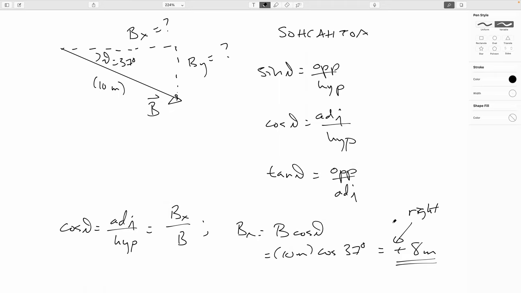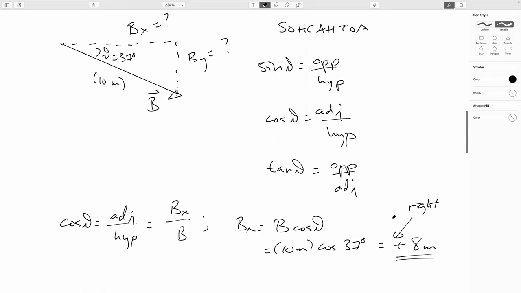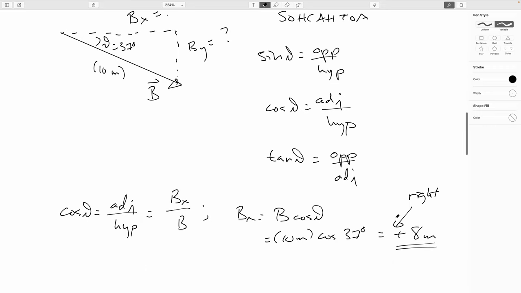All right, now let's go ahead and find BY. Here I'll have to put in a minus sign by hand, but we can play the same game. This is the opposite, so we can say that the sine of theta is the opposite over the hypotenuse. So this would be BY over B, and I'll stick in a minus sign here because I know that BY should be a negative number.